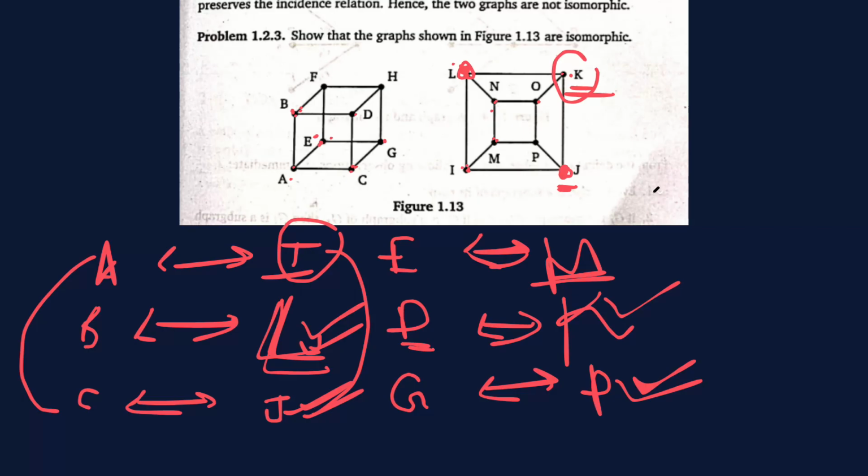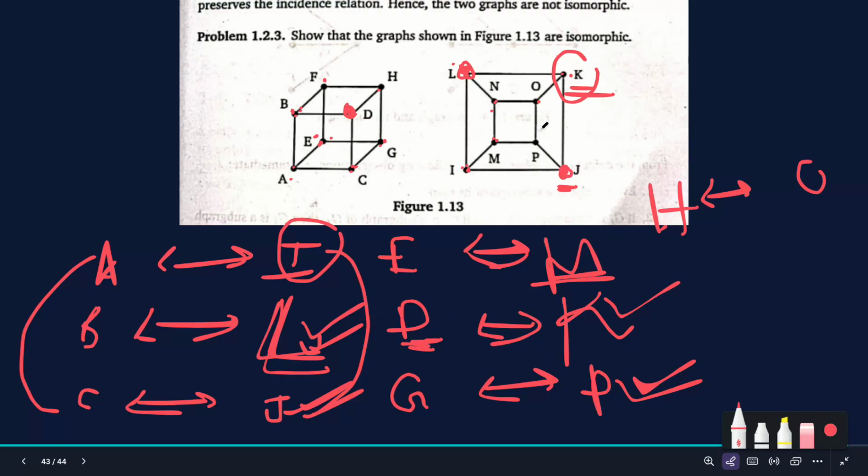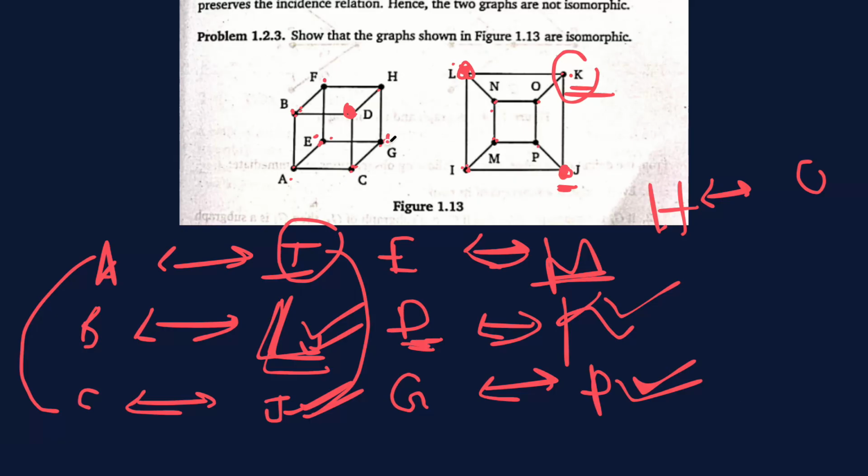Now let's find it for H. H has a connection with G, and also with F and D. Let's say I take O. K is D, so I have H connected with D. That is done. Now G: G is P here. Do I have a connection of O with P? Yes. So G is done.